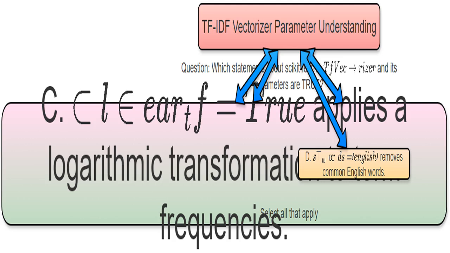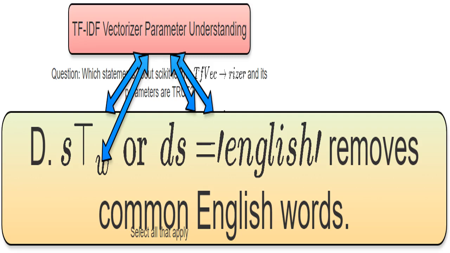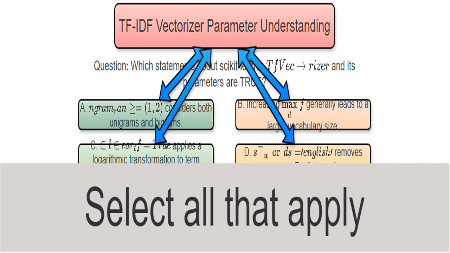"sublinear_tf equals true" changes how the frequency of a word is calculated. Instead of using the raw count, it uses a logarithm, so very common words have less impact on the overall score. This is correct. This is another correct one. Setting "stop_words" to English tells the vectorizer to ignore common English words like articles and prepositions, which are often not important for sentiment analysis. This simply means to choose every statement that you believe to be accurate based on your understanding of TF-IDF and its parameters.